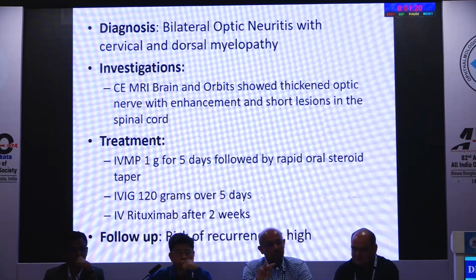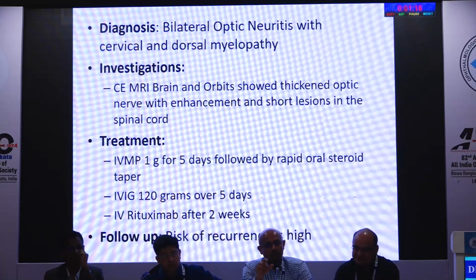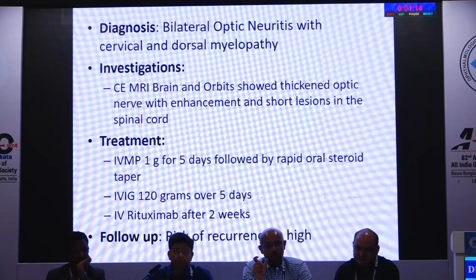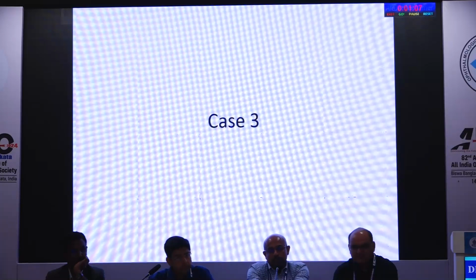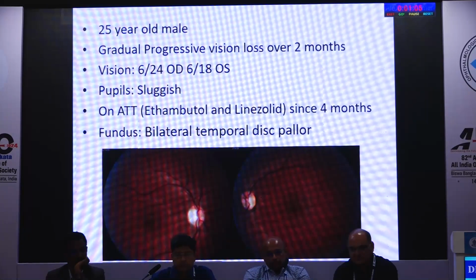There are two antibodies that we now know, which are NMO and MOG. With MOG, as I said, MRI would show thickened nerves. With NMO, the MRI would have a lesion which is much more posterior. Yeah. All right. So let's come to another case.